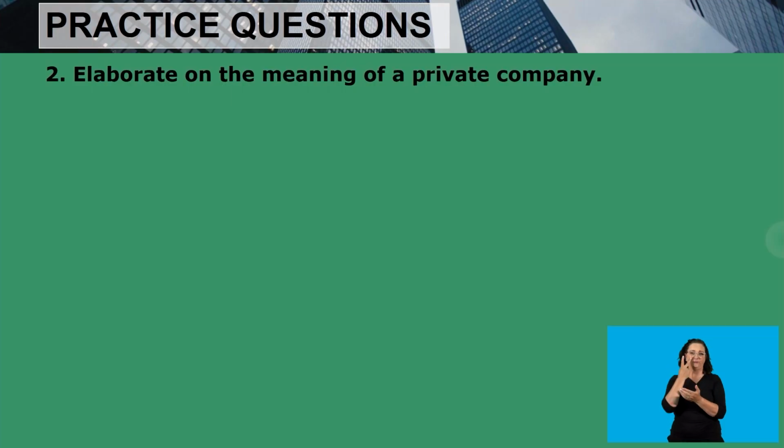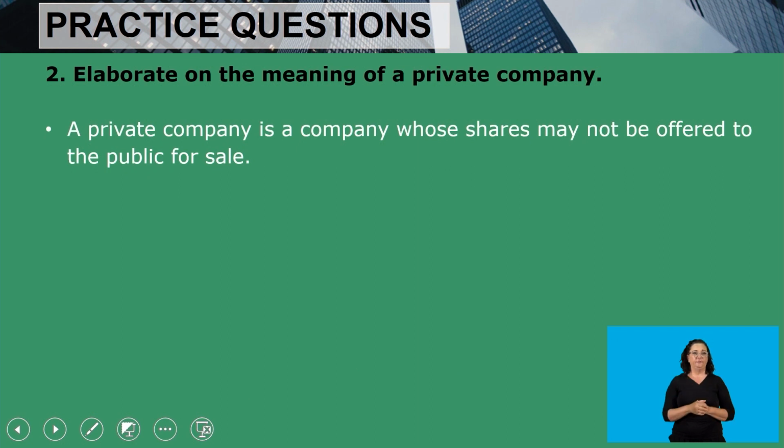Now, let's look at our second practice question, which says, elaborate on the meaning of a private company. A private company is a company whose shares may not be offered to the public for sale. So this is the company that cannot sell or offer its shares to the general public in order to raise capital. But what they do is offer their shares to their existing shareholders. That's how they raise capital.